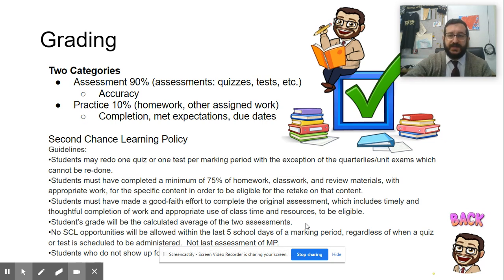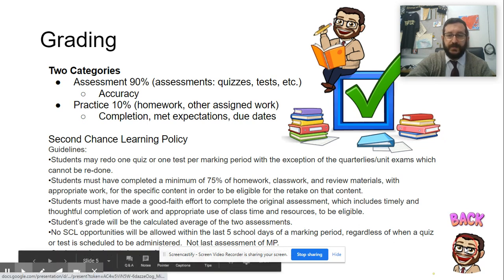Down below, you'll see the second chance learning policy for the math department. Each second chance learning policy is specific per department. Some of the differences that you might see is there's an expectation for students to complete 75% of the homework before they are eligible to request a second chance learning policy. It is one test or one quiz each marking period, but not towards the end of the marking period and not on a cumulative test. Also, we average the grade of the original grade and the second chance learning grade, and that's the grade that goes in the report card.